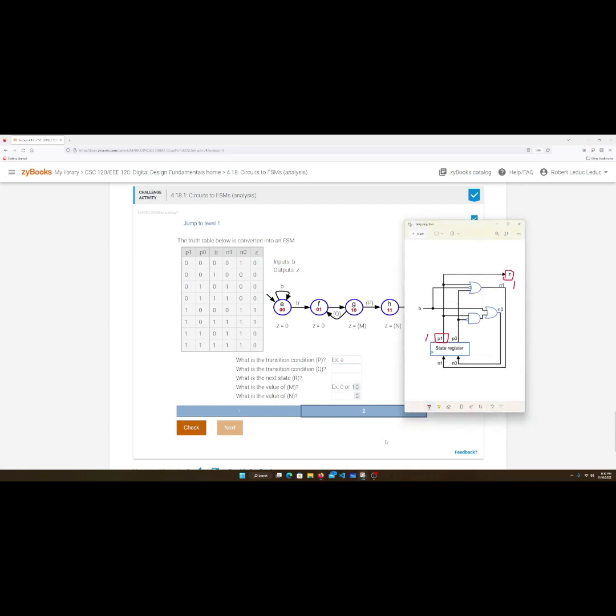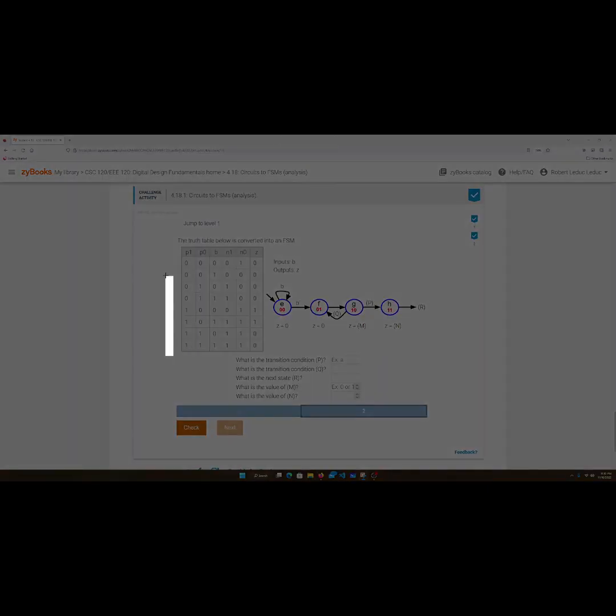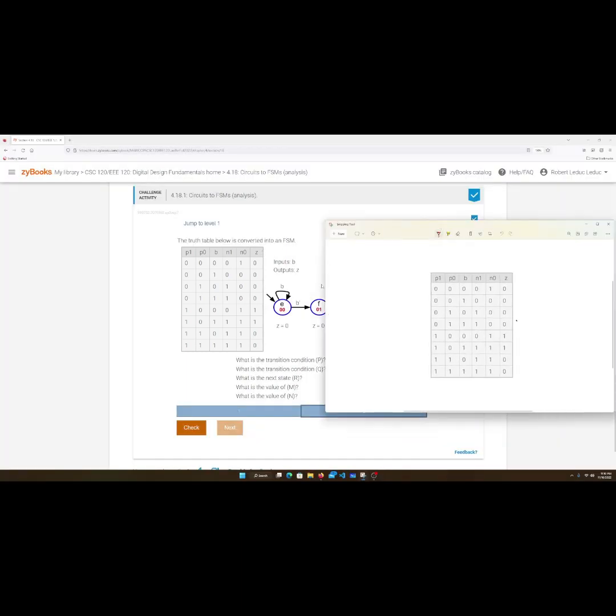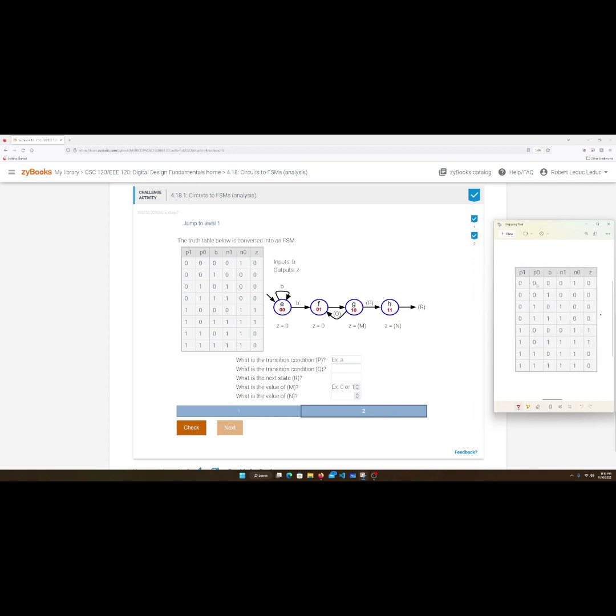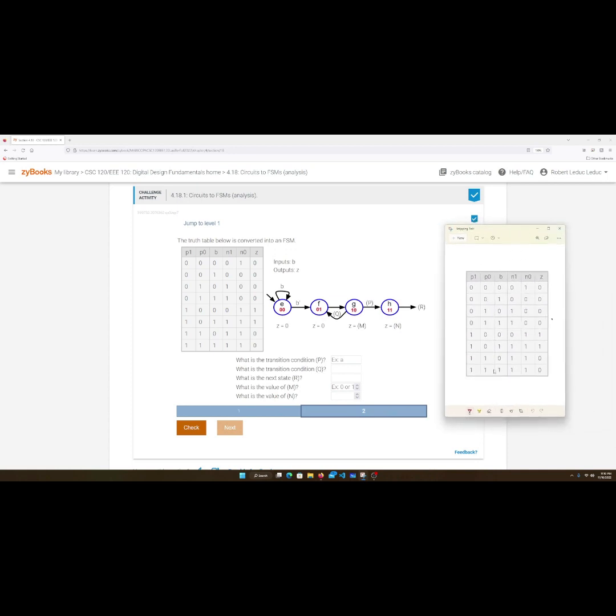What I'll do is make a new snip and grab this truth table so I can help you follow along a little better. The first thing I'm going to do is draw a partition down the middle between my inputs and outputs, and divide this into states, just to help us stay organized and make sure we're looking at the right rows and columns.